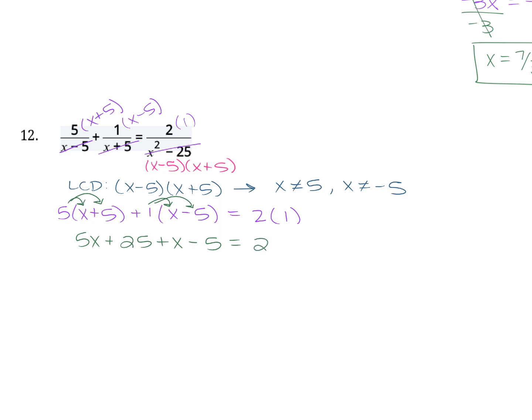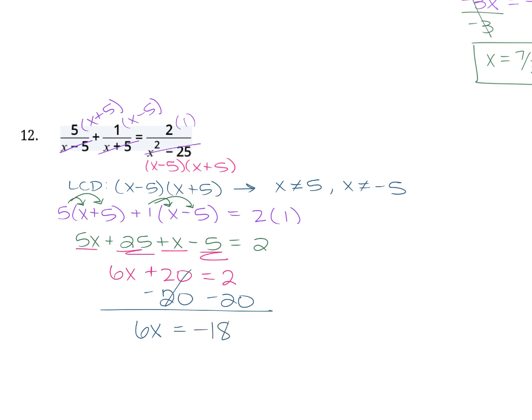Combine your like terms on the left side. The 5x plus x is 6x. The 25 and the negative 5 is 20. So that's 6x plus 20 is equal to 2. We're going to subtract the 20 from each side. That's going to leave us with 6x is equal to negative 18. Then divide each side by the 6, and we have that x is equal to negative 3.